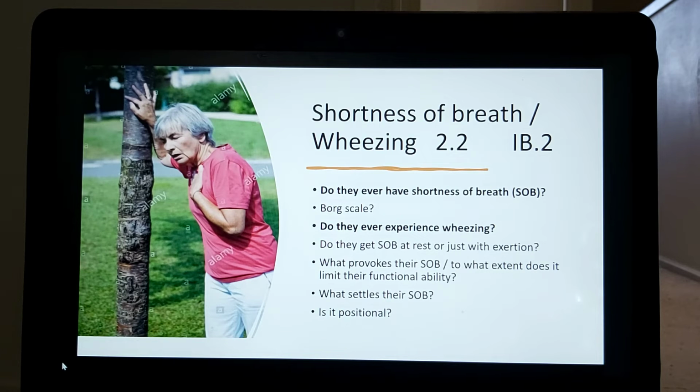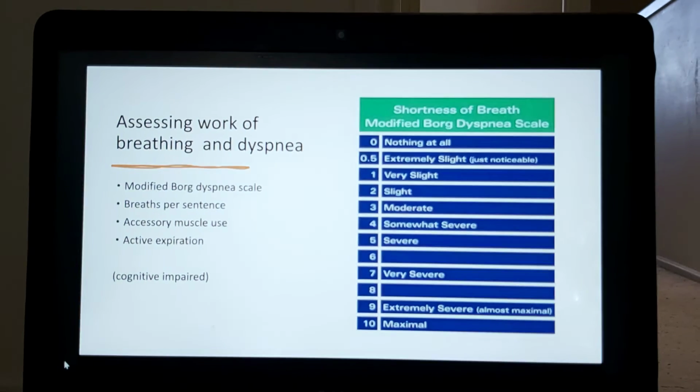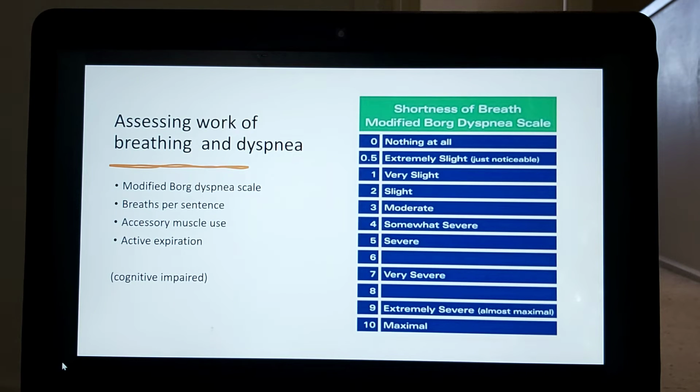And then, as I said, positional, they could tell you they can't lie flat at all. That means they have increased breathlessness when they lie flat because of the increased cardiac afterload, and that could be the reason. Or it could be that the diaphragm is pushing up when they're lying flat, so they get more breathless there. Then, as I have explained earlier, the Borg scale that you can use, the modified Borg scale, is there in the lab as well.